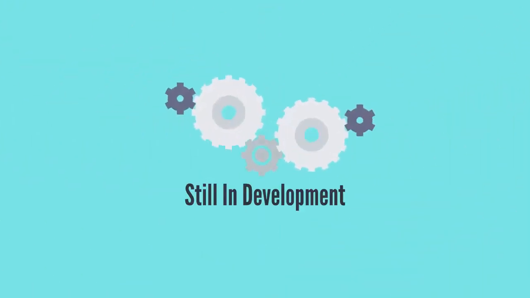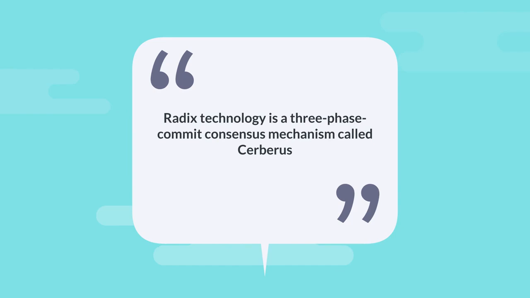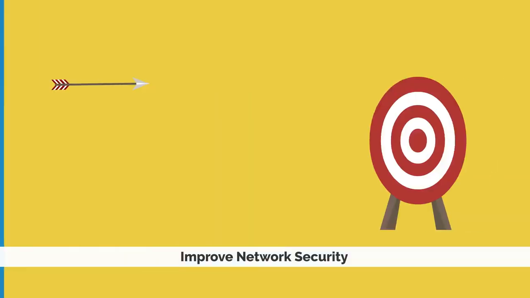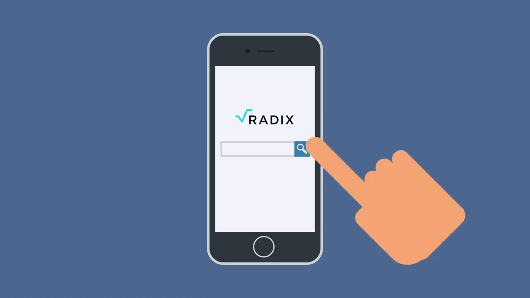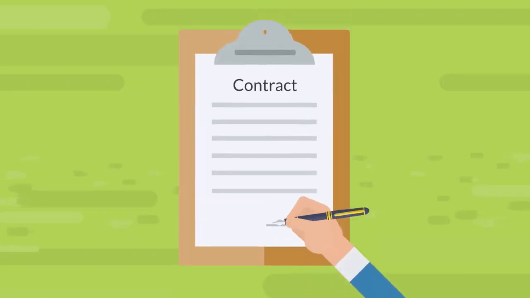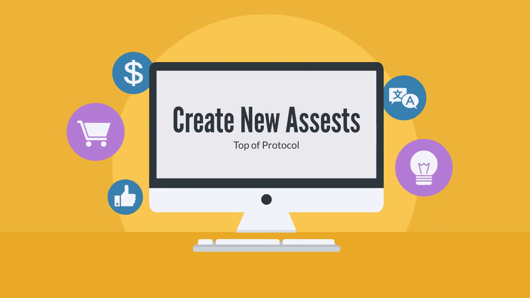Radix is still in development, but the next iteration of Radix technology is a three-phase commit consensus mechanism called Cerberus, which aims to further improve network security without compromising scalability. Cerberus will be complemented by the Radix engine, a smart contract execution environment that will allow developers to create new assets and applications on top of the protocol.